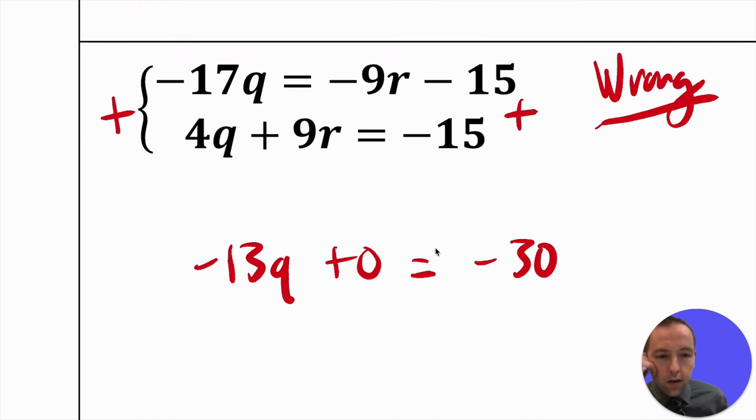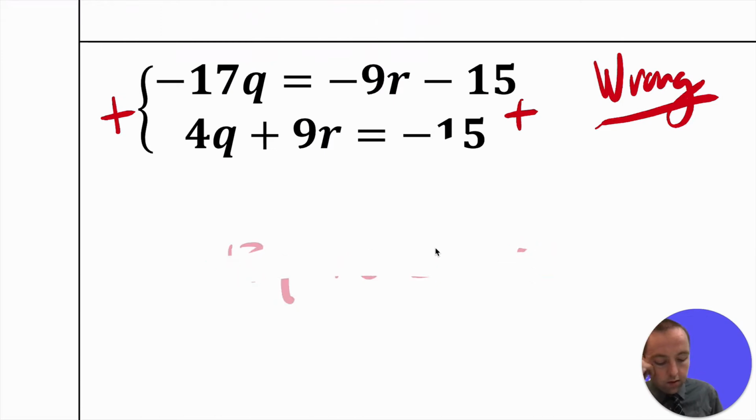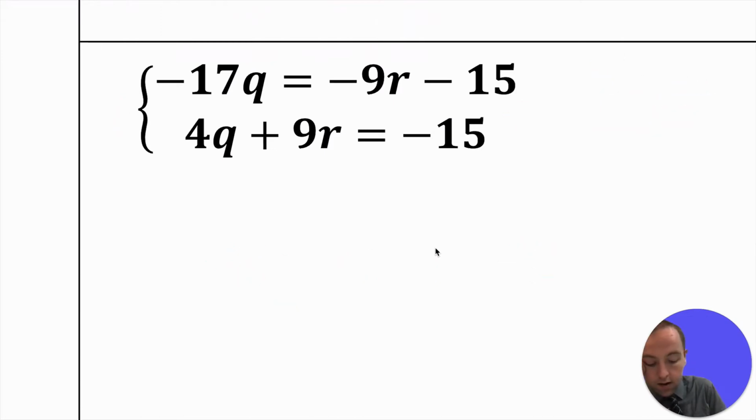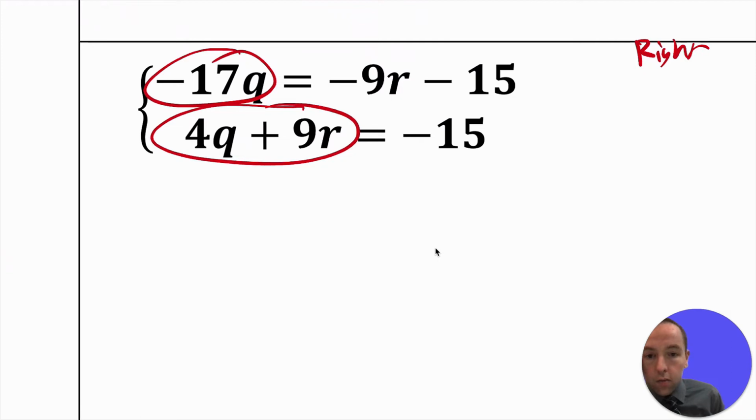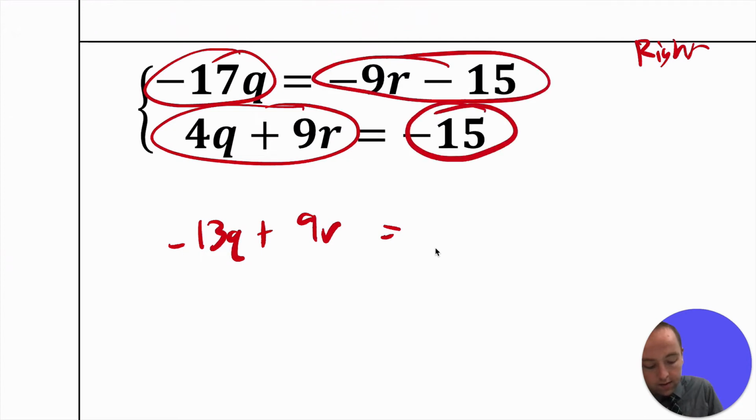But really, that's incorrect and wrong, because if we were to do this correctly, adding the left side and the right sides together, I would actually get negative 13q plus 9r, and then adding the right sides together, I'd get negative 30. So actually, we didn't eliminate the q's, nor did we eliminate the r's, right?